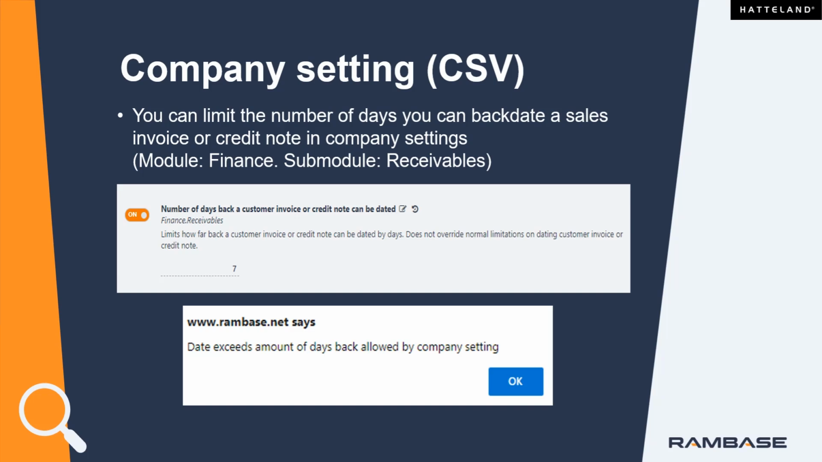Lastly, there is a company setting where you can limit the number of days that you can backdate a sales invoice or credit note. If you don't want to allow backdating on sales invoices or credit notes, then you set this setting to 0. If you are exceeding the number of days allowed, you will get this error message: Date exceeds amount of days back allowed by company setting. You can find the company setting under module Finance and submodule Receivables. So let's move to Rambase for a quick demo.